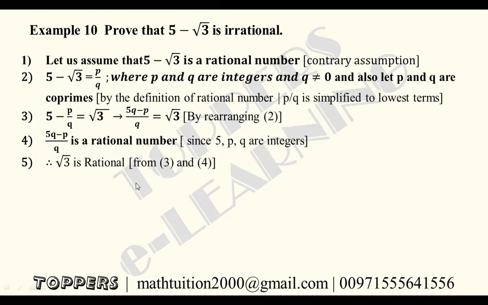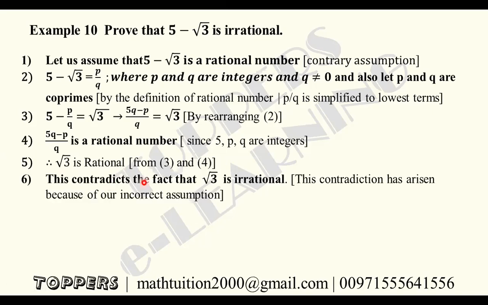So actually this is a contradiction, right? This contradicts the fact that root 3 is irrational. We already proved in the previous classes that root 3, root 2, root 5, all these are irrational numbers. But according to our wrong assumption, we got root 3 is rational. So this contradicts the fact that root 3 is irrational. What is the reason? This contradiction has arisen because of our incorrect assumption.